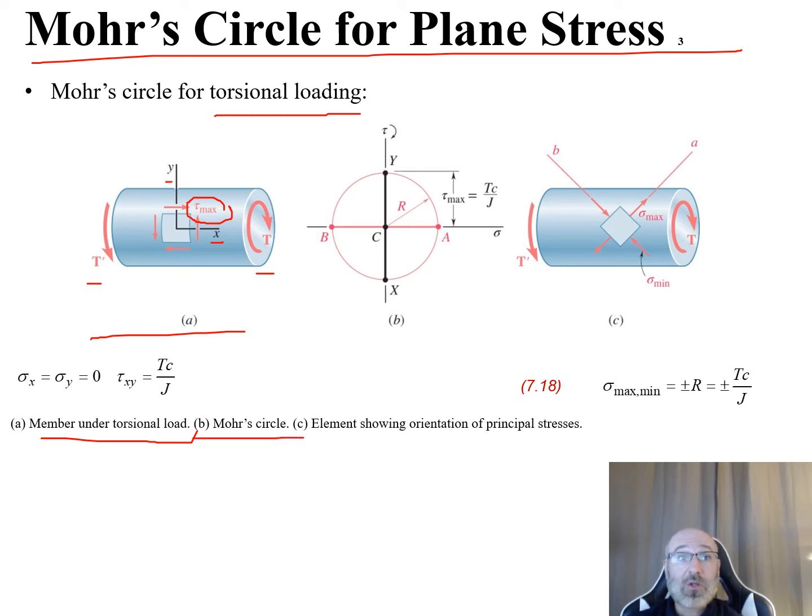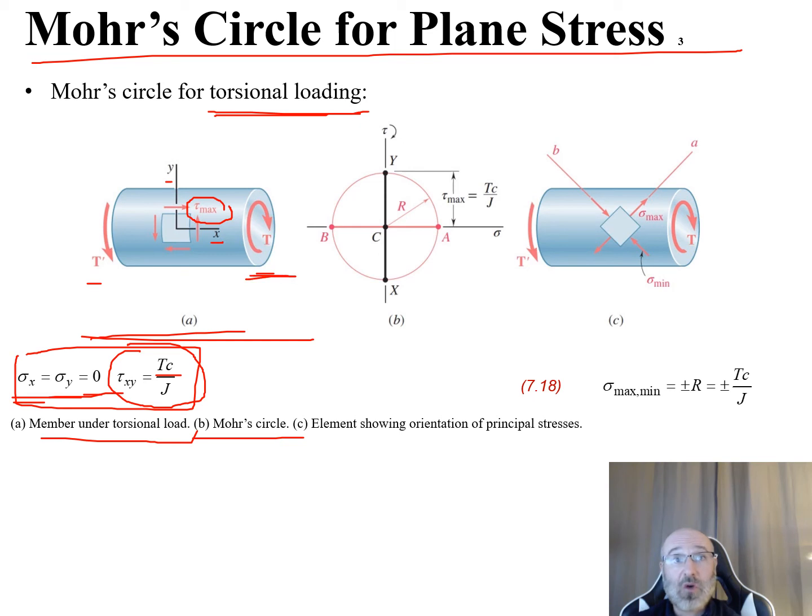For Mohr's circle, we can use the relationship that we see from these governing equations. Looking back at A, we can see that our sigma x is equal to our sigma y, which is equal to 0. There is no sigma x and no sigma y. This is now under torsional loading, no longer axial loading. So both sigma x and sigma y are 0. But now we do have a tau xy that's equal to T times c over J, where T is our torque, our torsional load, c is the distance from the center of our round member to the outer surface, and J is our polar moment of inertia.